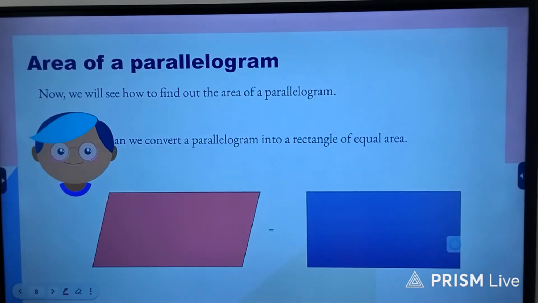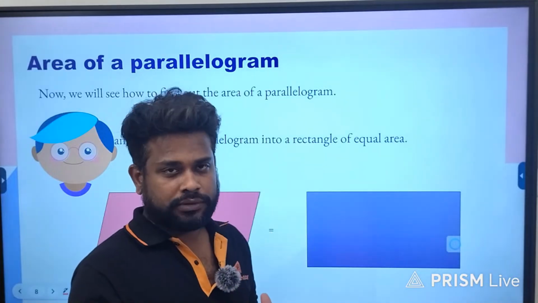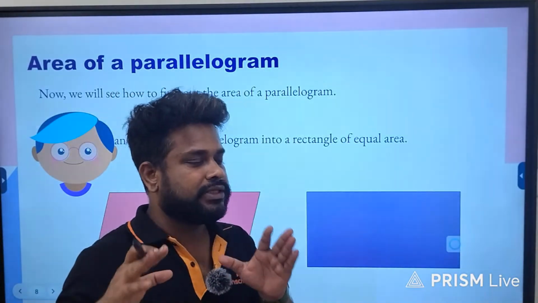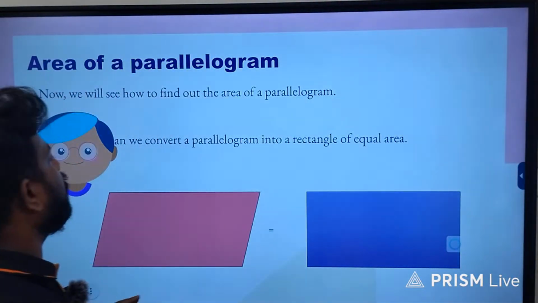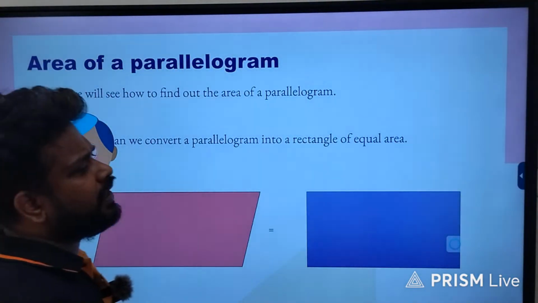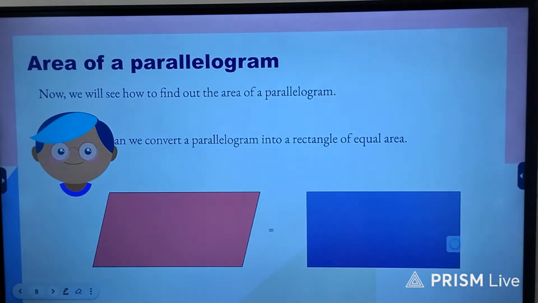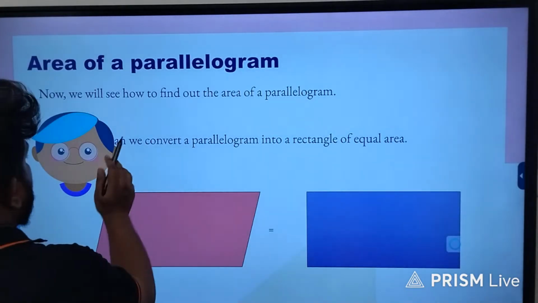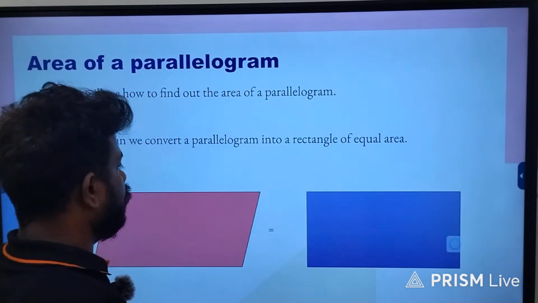Okay, area of a parallelogram. Now, these topics are new inclusions. We have already studied rectangle and square, and these are the parallelogram and trapezium. This will be included in your current syllabus. Now we will see how to find the area of a parallelogram. We convert a parallelogram into a rectangle of equal area.